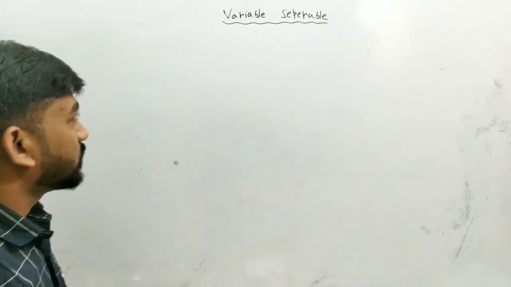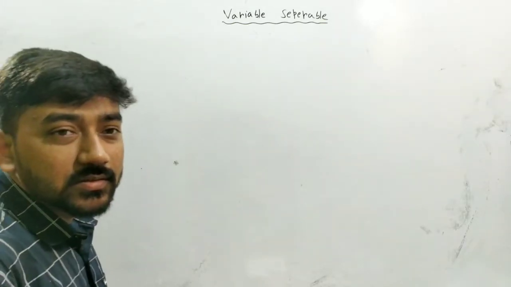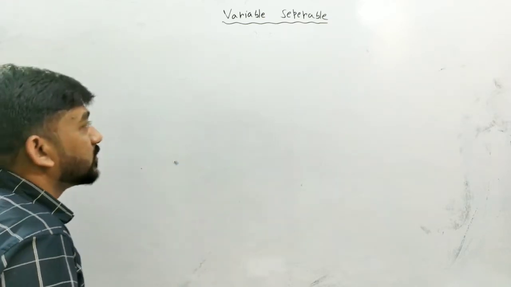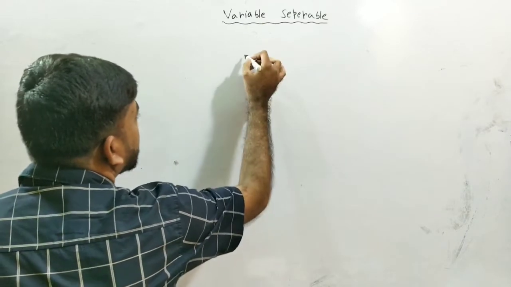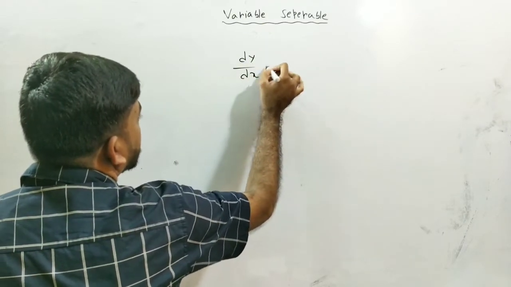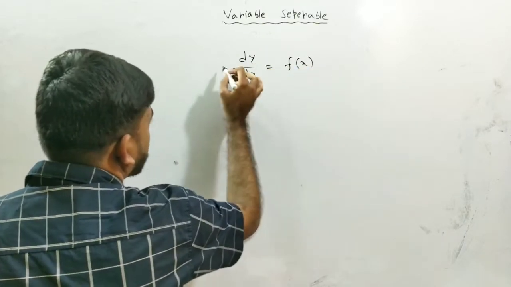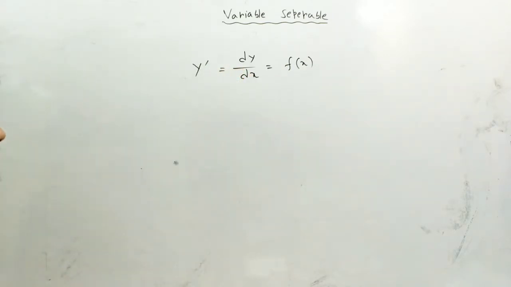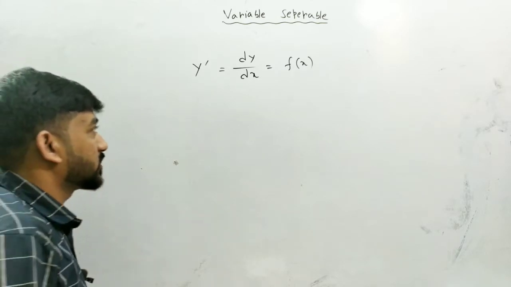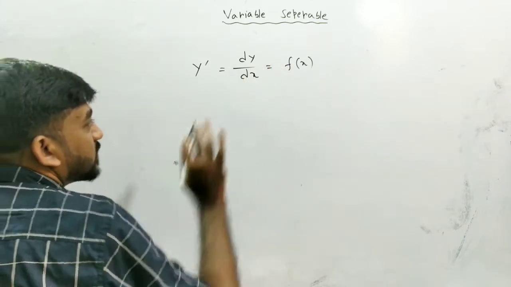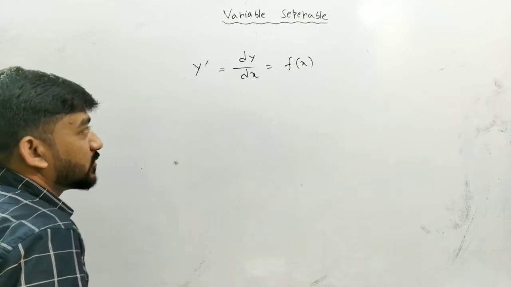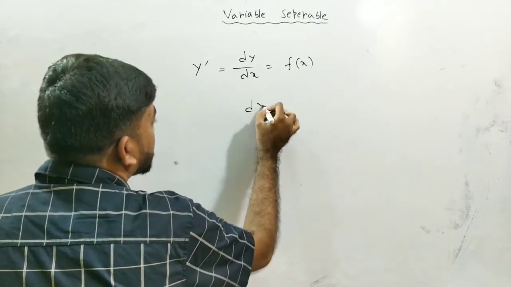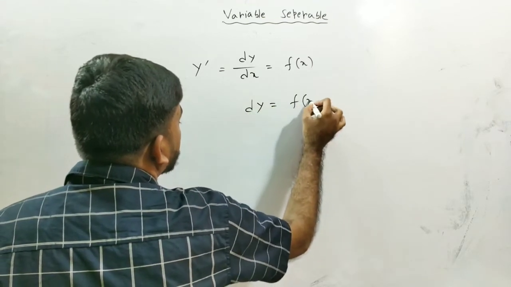So what kinds of equations are there where you need to solve the differential equation by using separable variables? Suppose you have an equation like dy by dx is equal to f of x. Sometimes this dy by dx is also represented as y dash. If these kinds of equations are there, then you can easily separate y and x. So dy will be f of x dx.